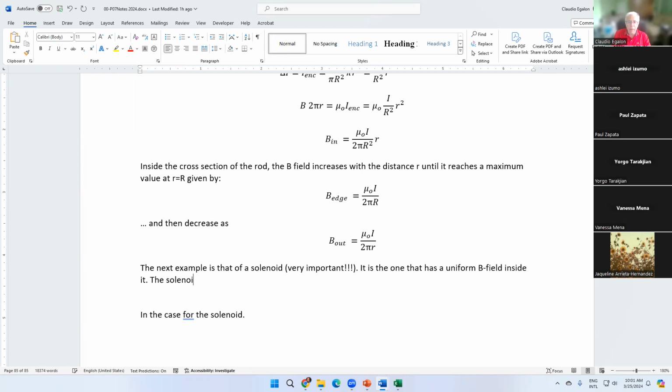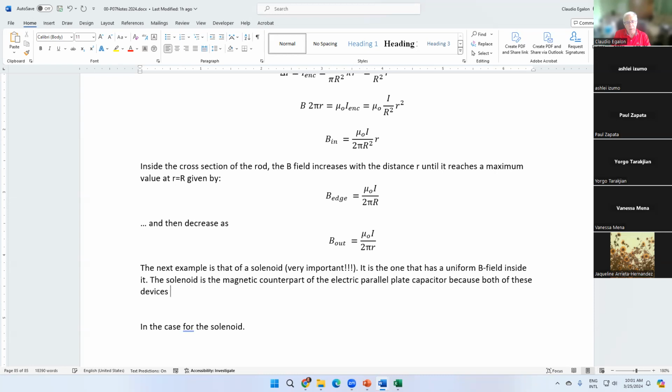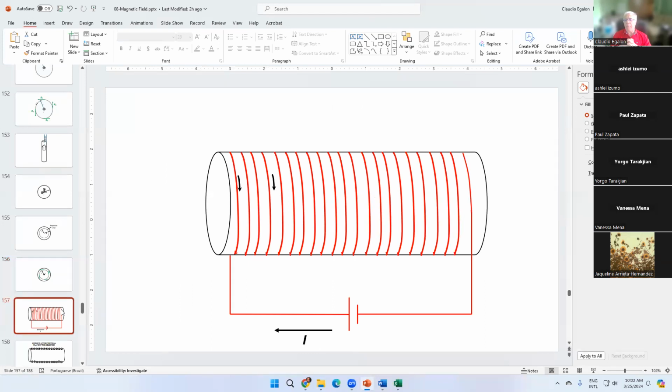The solenoid is the magnetic counterpart of the electric parallel plate capacitor, because both of these devices have a uniform field. Okay? So the way we do it, just visualize your solenoid right in here. It's a very important device. We find it everywhere. And by the way, what you see right in here is also what we call an inductor. The solenoid is also considered an inductor.